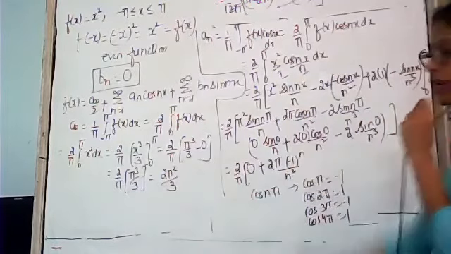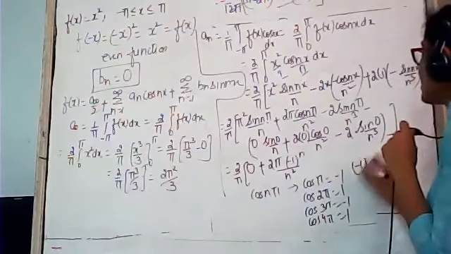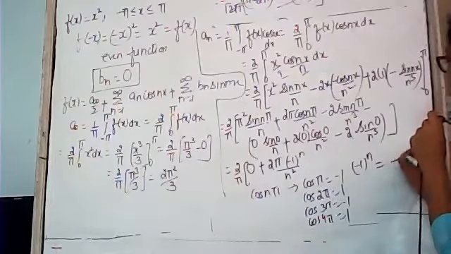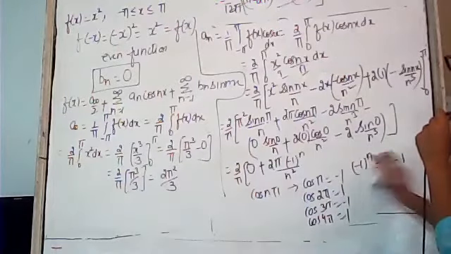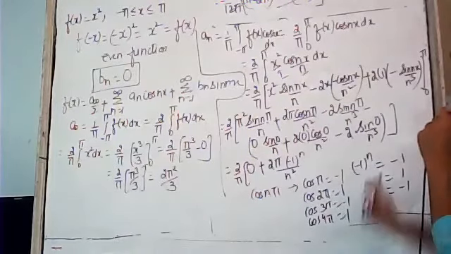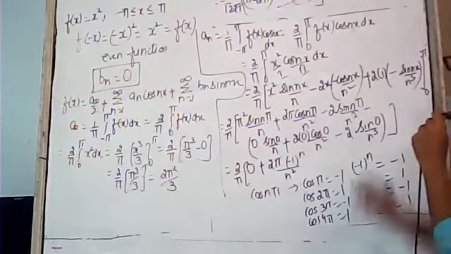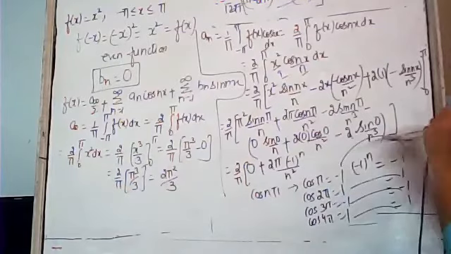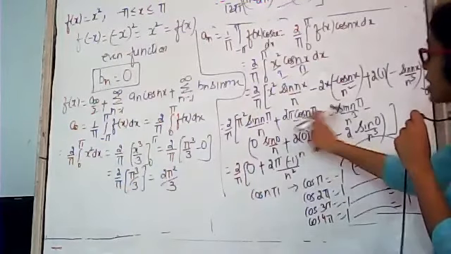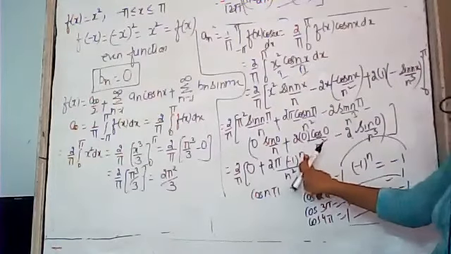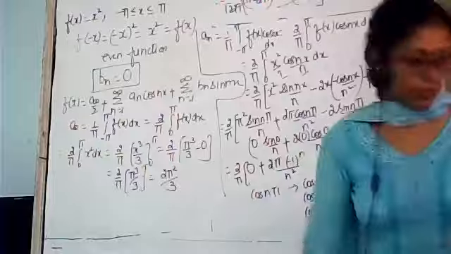We have written minus 1 raised to the power n. Now look at minus 1 raised to the power n. First of all, put n equal to 1. Minus 1 to the power 1 will be minus 1. Minus 1 to the power 2 will be plus 1. Minus 1 to the power 3 will be minus 1. Minus 1 to the power 4 will be plus 1. Look, the values are coming the same. Minus 1, plus 1, minus 1, plus 1. So cos n pi is minus 1 raised to the power n. Look beta, is this clear? Yes, ma'am. Minus 1 raised to the power n.